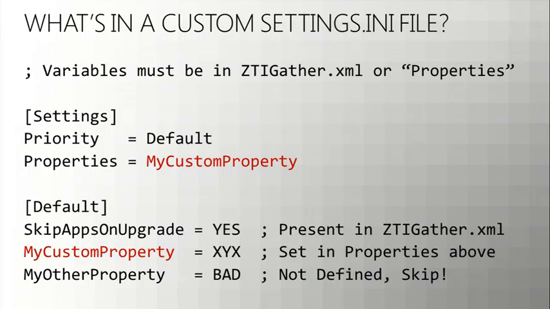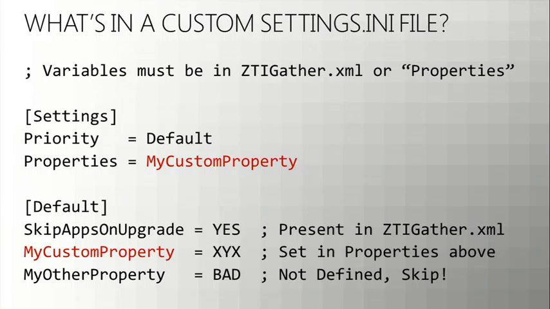Now, I mentioned in the previous slide that we will only process variables that exist in that ztigather.xml file. We have the opportunity to either modify that file, nah, we don't want to do that, or add our own properties that we want to process in here. So in this case, we have several properties. Default, as we go in here, SkipAppsOnUpgrade.